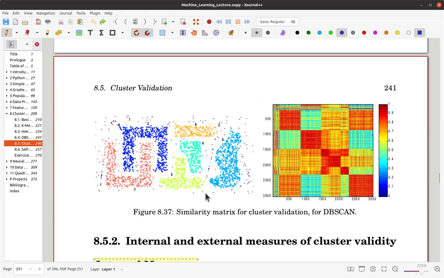Now for this data set, DBSCAN is used, and here the similarity matrix is relatively quite crisp, so DBSCAN is working very nicely for this data set.